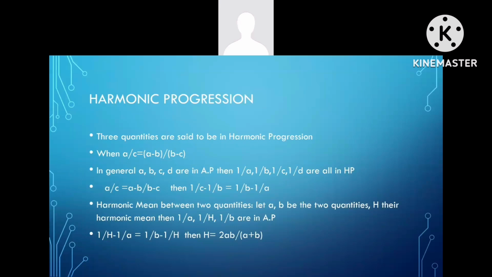Three quantities A, B, C are said to be in harmonic progression. Then A by C equals A minus B by B minus C. In general, if A, B, C, D are in AP, then 1 by A, 1 by B, 1 by C, 1 by D are in HP.